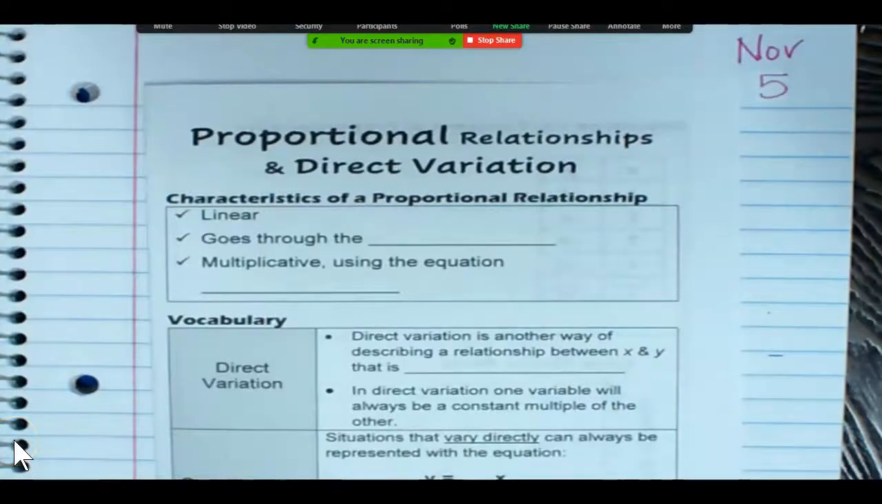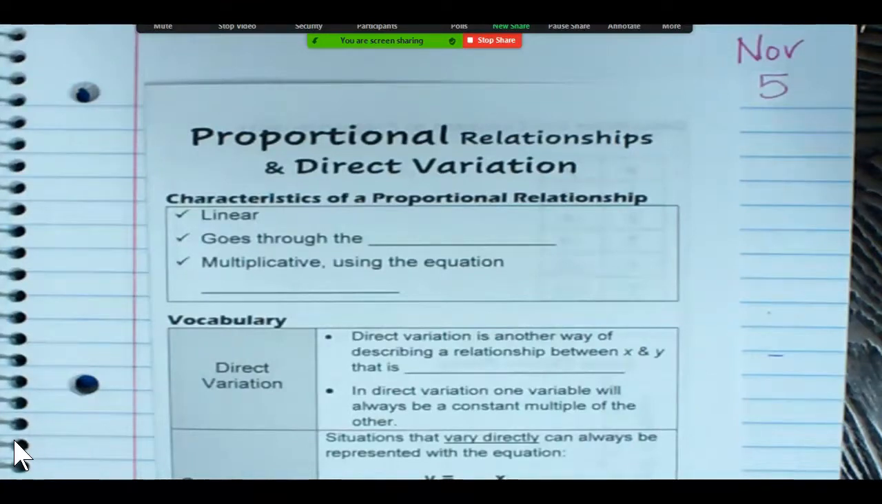Okay, so today we're going to be talking about proportional relationships and specifically direct variation. Some of this is going to be a review from not only 6th grade, but 7th grade also. And then we're going to kick it up a notch with direct variation for this year, okay? So first, I want to go back and review the basics.